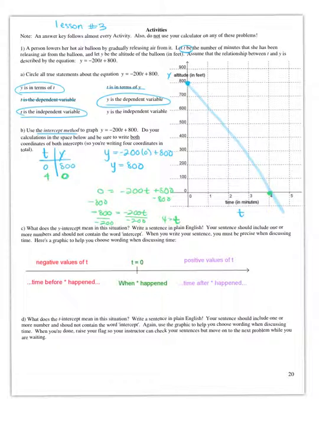What does the y-intercept mean in this situation? Write a sentence in plain English. So we need to include both of our coordinates of our point. The y-intercept is the point 0, 800. In other words, 0 time has passed, the altitude is 800. So let's write a sentence in English. When the person has been releasing air for 0 minutes, the altitude of the hot air balloon is 800 feet.